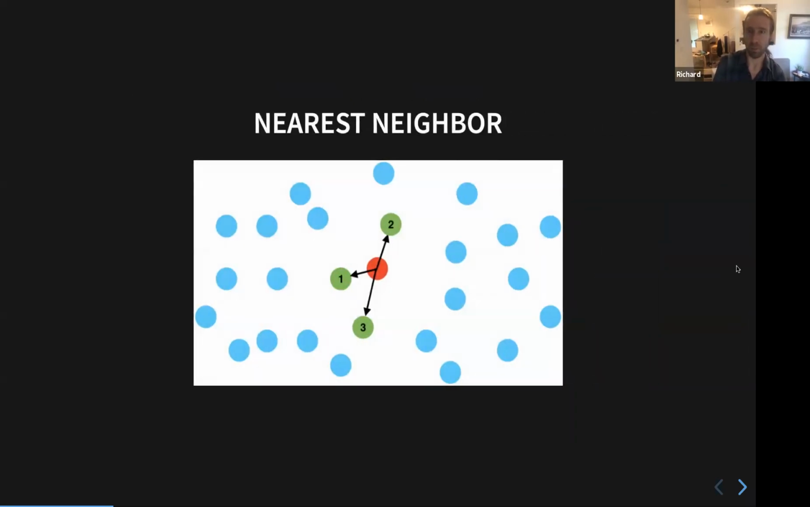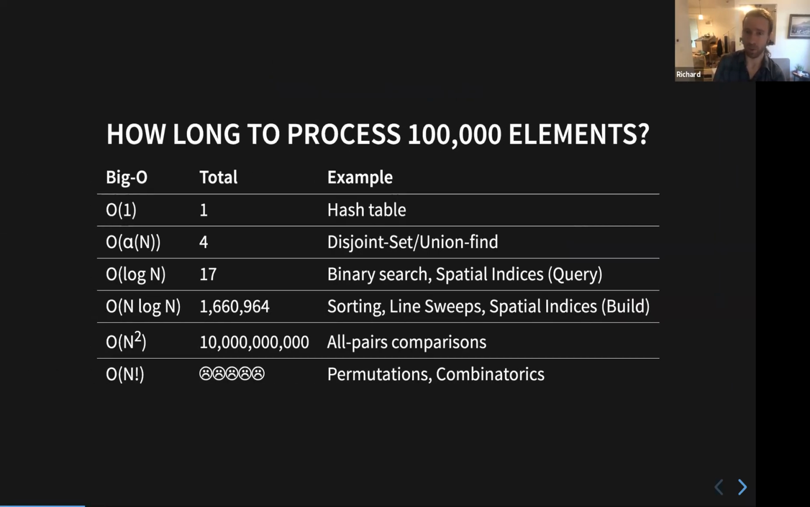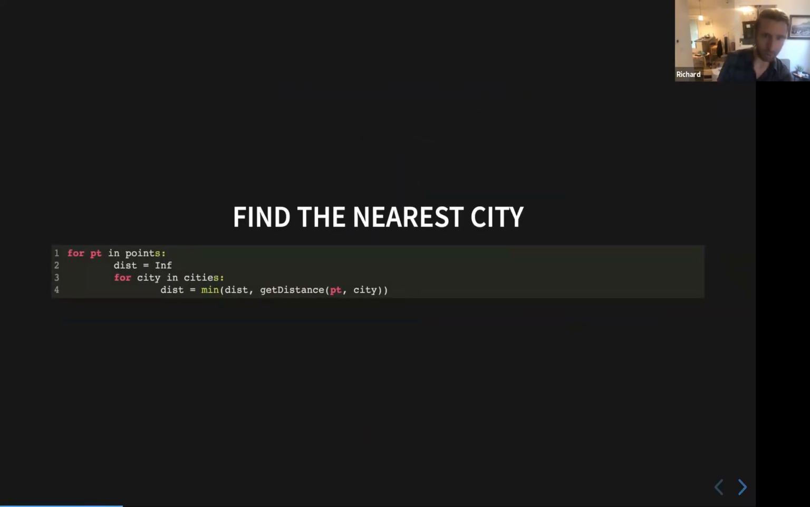Let's talk about a simpler problem though. How do you find in a geospatial dataset the nearest neighbor? And how can we take advantage of pre-processing? And how can we understand this using this big O notation that we developed earlier? So let's look at this problem. If we want to find the nearest city to some geographic point, the most obvious way of doing this is by using a nested for loop. You have an outer for loop, you look at all of the points in the data set that you want to find the closest city to. And of course, this doesn't have to be about cities. And then you loop through all the cities and you find the one that's the minimum distance from you.